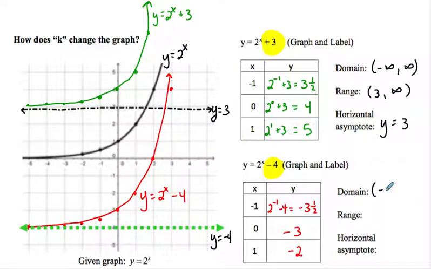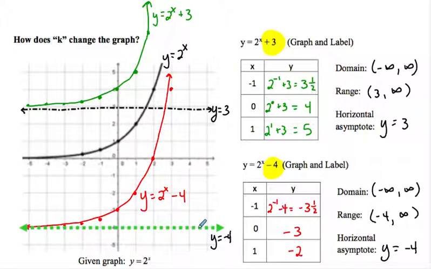For this one, the domain is also from negative infinity to infinity. The range is bounded here by negative 4. So negative 4 is the smallest that we could ever be, and our horizontal asymptote is that negative 4 as well.